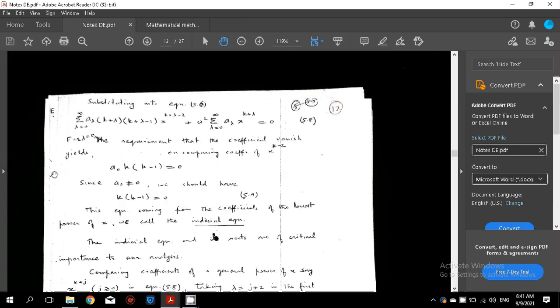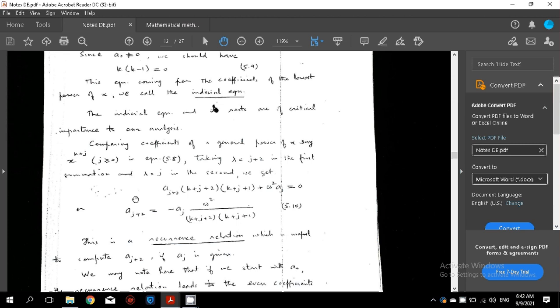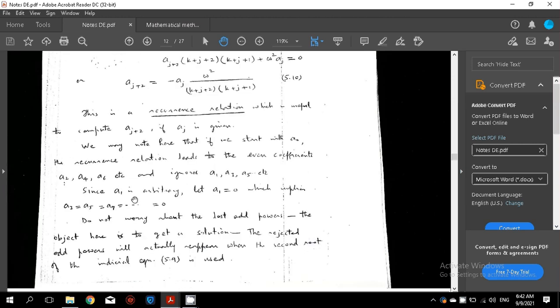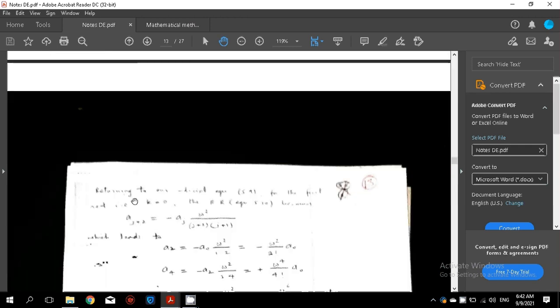Okay, so now look at the indicial equation. This indicial equation has two roots, two values of k. One is k equal to 0, the other is k equal to 1. Now these two roots of the indicial equation will give us the corresponding two solutions of the differential equation. Okay, so when we put k equal to 0 in our recurrence relation, we get this equation.